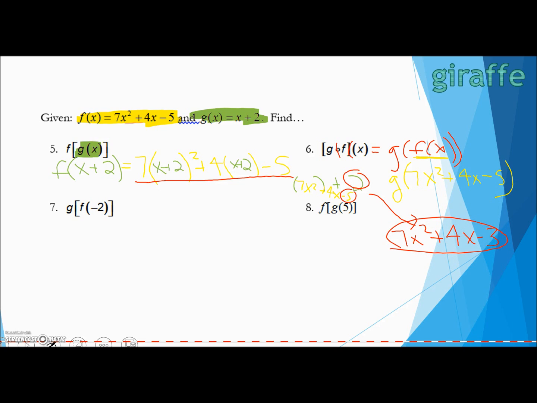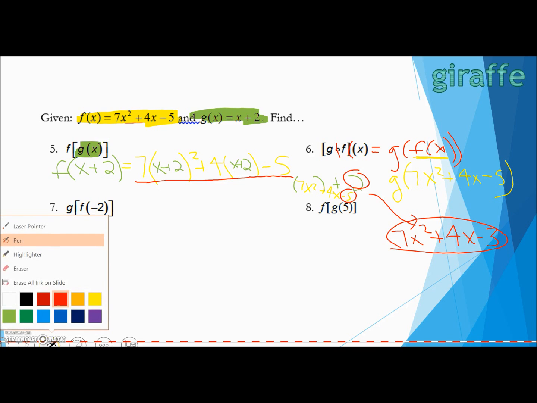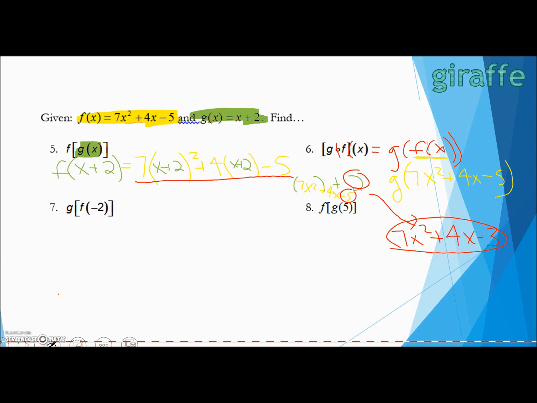Number 7. So my inside function says f of negative 2, so I'm going to fill that in. So negative 2, I'm going to plug it into my f function. And so this one you'll definitely want to use a calculator for. When you plug it into the f function, you have to plug it in for both of those x's, there and there. So let me show you on the calculator how to do that.